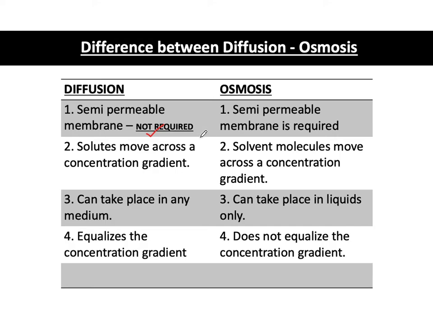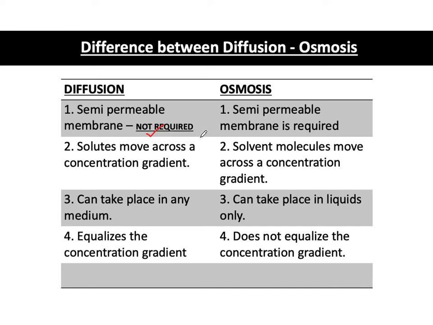Simple diffusion can be understood like this: in a room, in a corner, when you are spraying a deo, from that corner it will spread into the whole room, right? There is no semi-permeable membrane in your room, right?